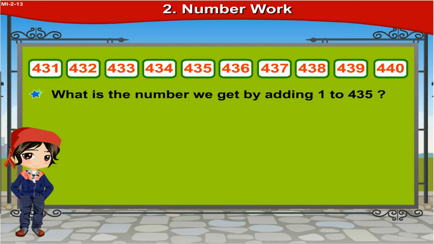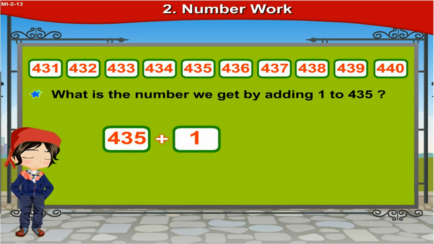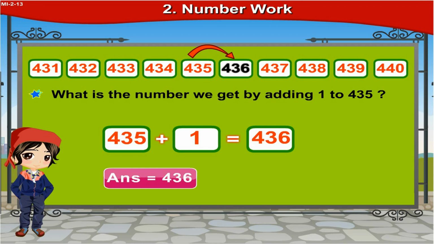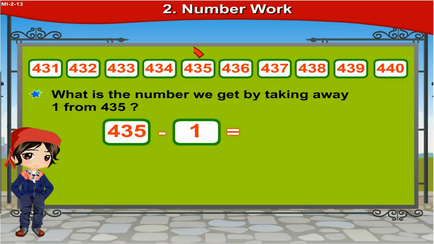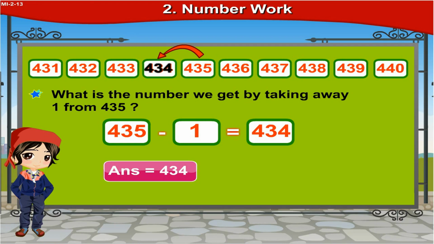What is the number we get by adding 1 to 435? You are right. The number is 436. What is the number we get by taking away 1 from 435? That's correct, children. It's 434.